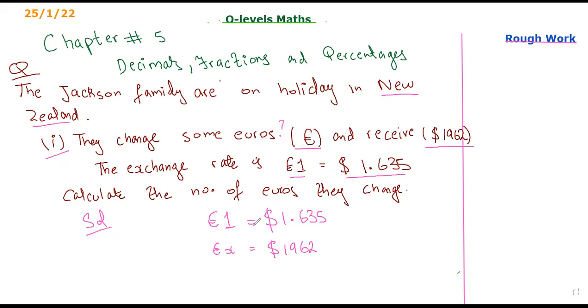Very good. Excellent. Okay. And how do we solve such questions? We need to cross multiply. So we get 1962 equals 1.635x. Okay. And then when we divide on the left hand side, we get x equals 1200. And 1200 what? $1,200 or 1,200 euros? Very good. Okay. 1,200 euros. Very good. So is it clear?